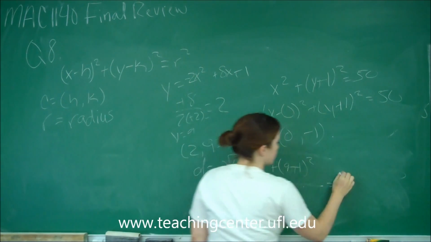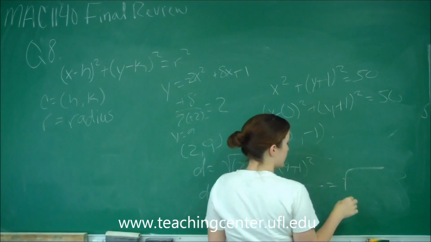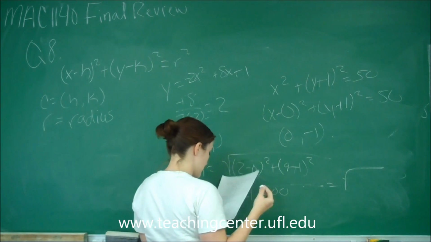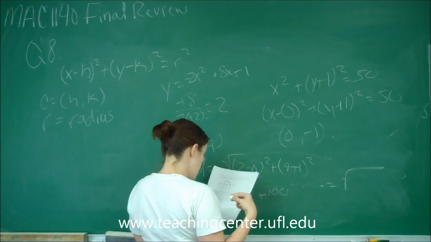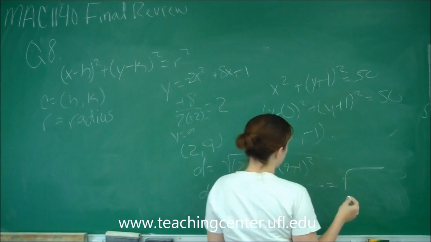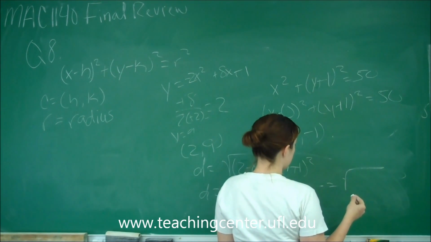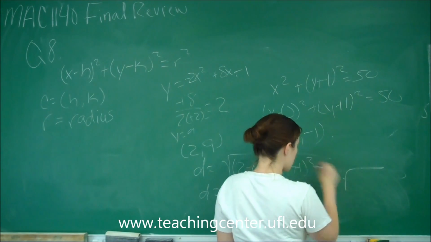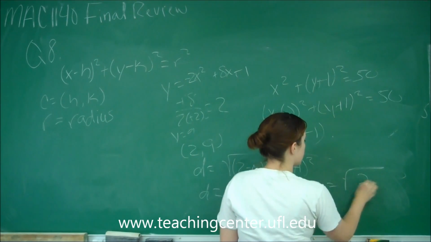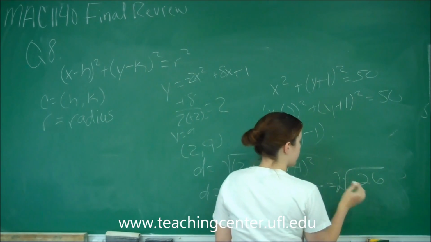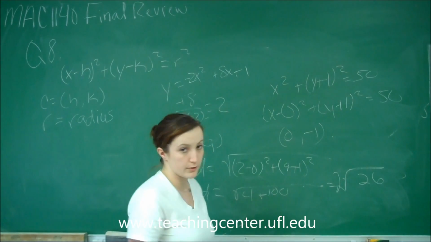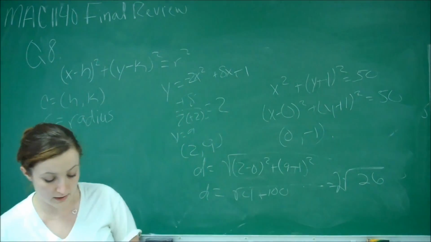So it's equal to the square root of 104, which we can take out a 4, and that should be 26, right? Yeah, it is 26, so it's actually 2 square root of 26, or the square root of 104. And so that is question number 8.